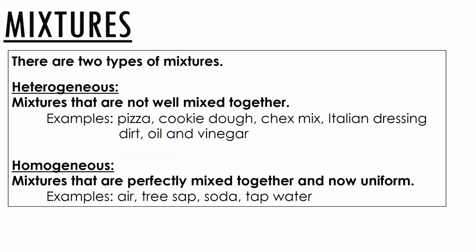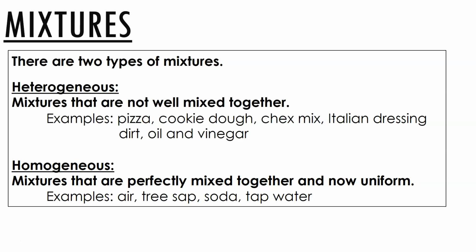There are two types of mixtures, two big categories. Heterogeneous mixtures are ones that are not mixed very well. The classic example is oil and vinegar. You put them in the same container, but they're not going to mix perfectly.